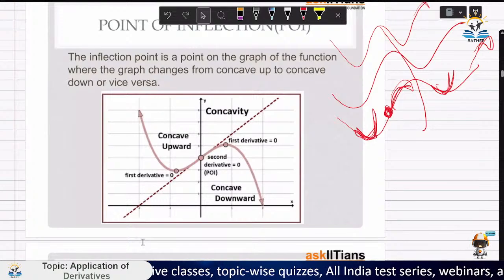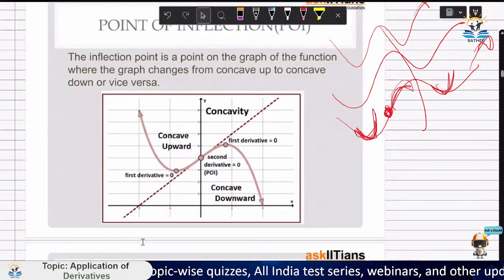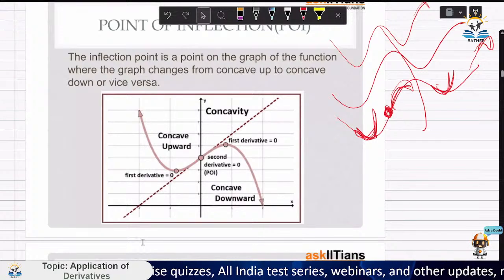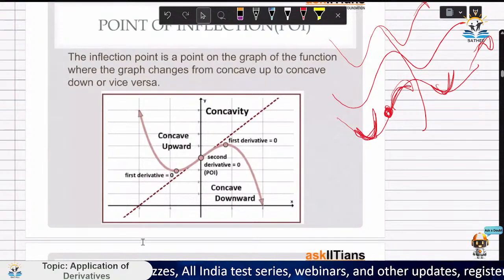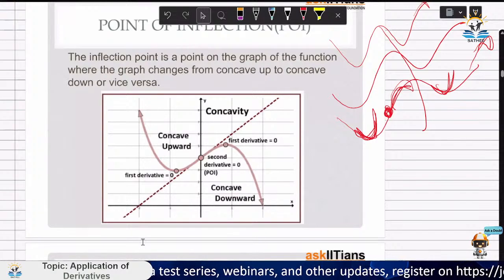Next, second derivative test. This is what we discussed earlier. What do we mean by this? This is very basic, guys. You must be remembering this.